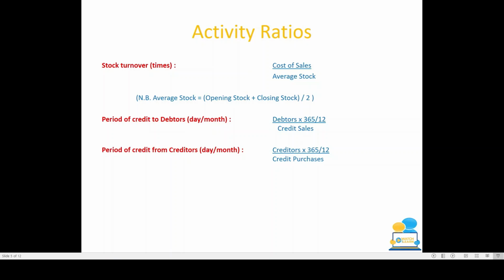The period of credit to debtors is just debtors over credit sales. And again, sales always go with debtors, so it's debtors over credit sales. And if you want your answer in days, you multiply by 365 and in months by 12.